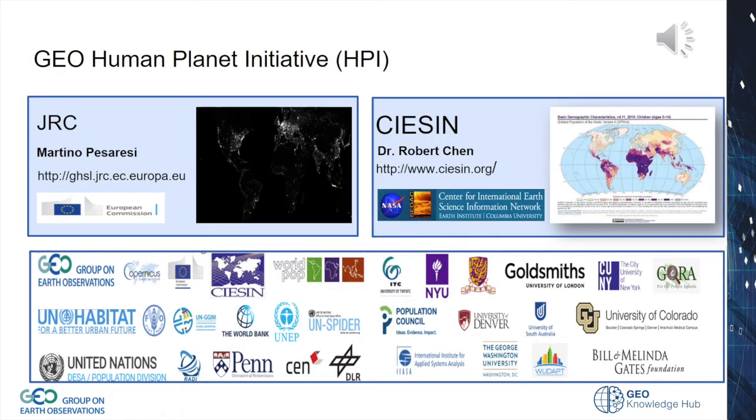A few words on the Human Planet Initiative first. The initiative is coordinated by two leading institutions, the Joint Research Center and the Center for International Science Network, hosted by Columbia University. Martino Pesaresi and Dr. Robert Chen are the two co-leads. There are a number of research, policy, and user institutions that are part of this initiative and that are essential to developing the datasets as well as to designing datasets that meet the expectations of the users.